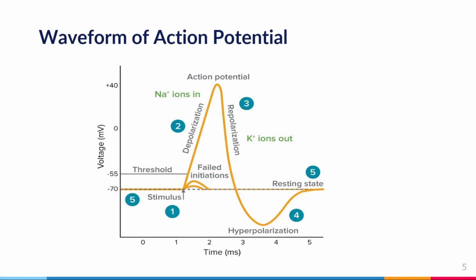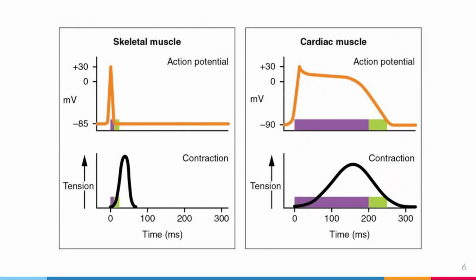This is the waveform of action potential. This is for nerve cell, and these are the action potentials for skeletal muscle and cardiac muscle cells.